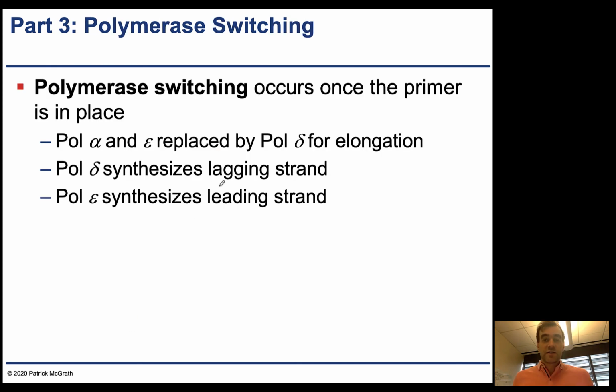So polymerase switching occurs once the primer is in place. The polymerase alpha is replaced by polymerase delta and epsilon for elongation. So the polymerase delta synthesizes the lagging strand, and the polymerase epsilon synthesizes the leading strand.